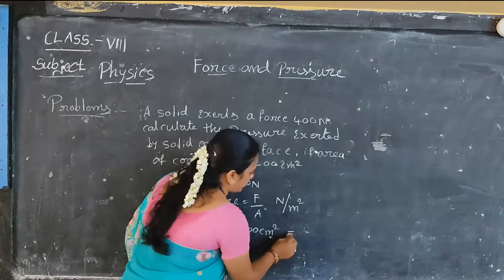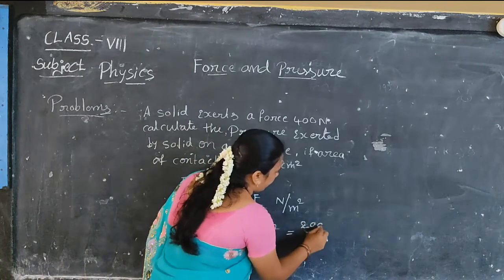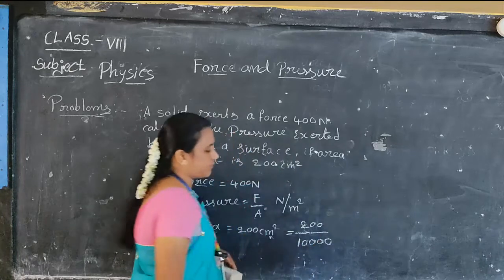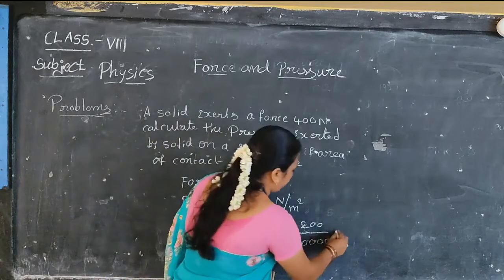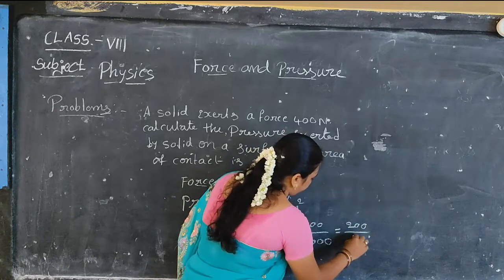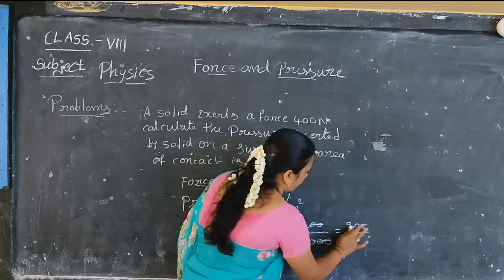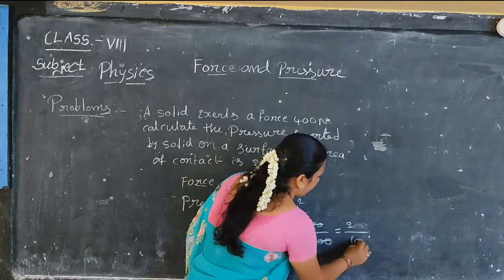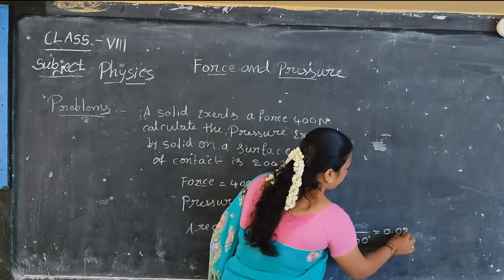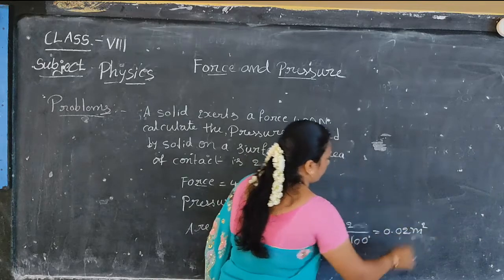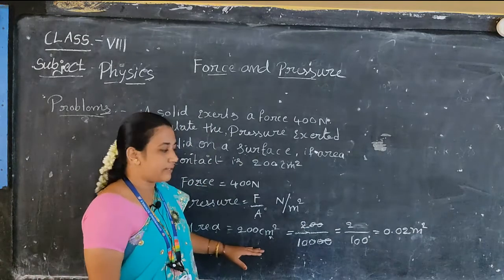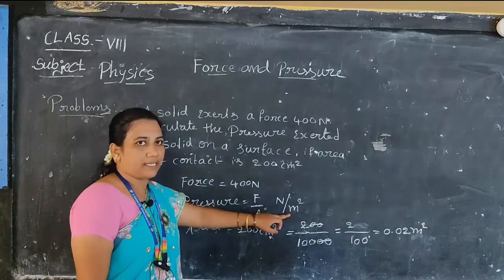This centimeter square we want to convert into meter square. How can we convert centimeters into meters? Here you can see 200 by 10,000. That is equal to, 200 by 10,000, two zeros cancel, so we will get 2 by 100. So 2 by 100 can be written as 0.02 meter square. Are you getting this point? Here I showed you how to convert centimeters into meters.